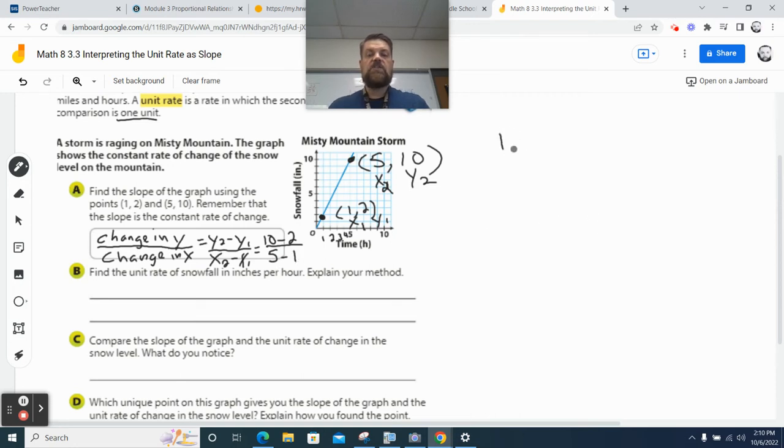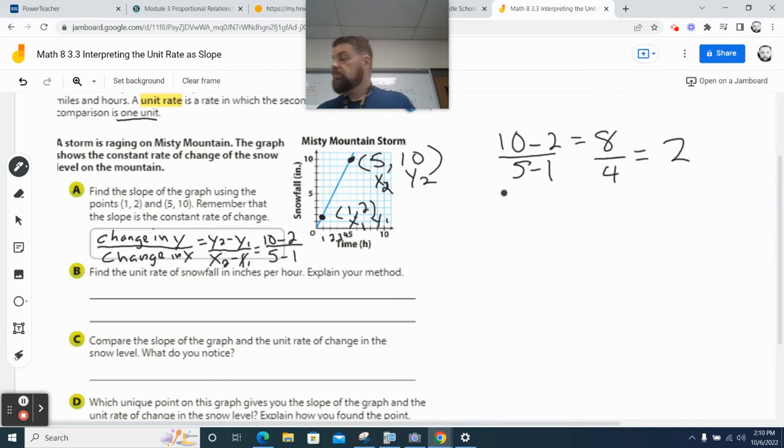What's 10 minus 2? 8. What is 5 minus 1? 4. What's 8 over 4? 2. We'll just say 2 over 1. So that means find the unit rate of snowfall in inches per hour. 2 inches per 1 hour. So over here, this would be inches, and this would be hours.